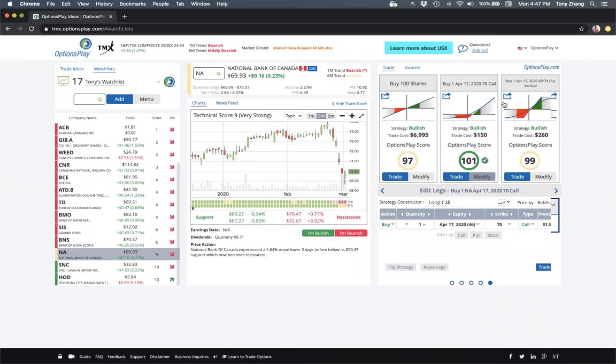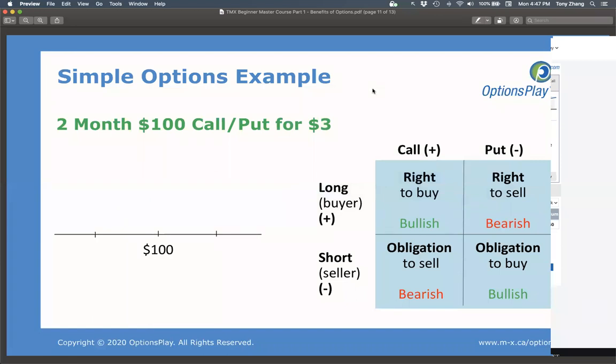Okay, so let's do this. This is National Bank. I'm going to write this down. We're going to look at buying the April $70 call option for $1.50, right? So what does buying a $70 call option for $1.50 mean? If I buy that call, I'm buying the right to purchase National Bank stock at $70 sometime between now and April. So this is the April expiration.